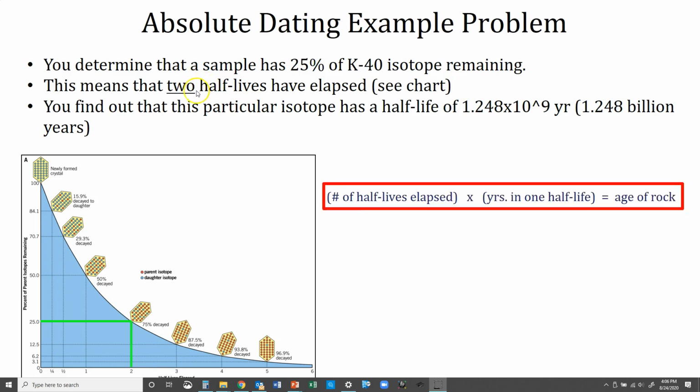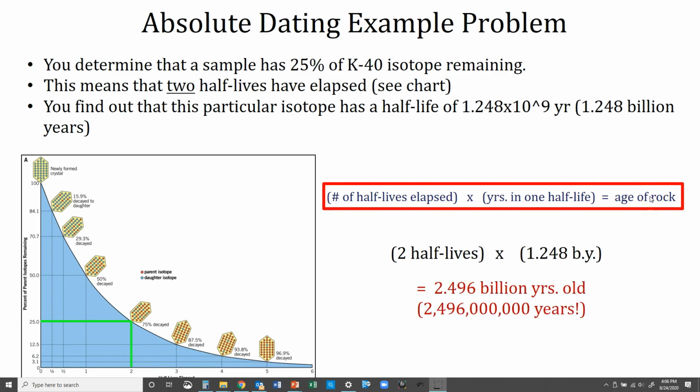So we have our formula here, the number of half-lives that have elapsed, that's 2. The years in one half-life, 1.248 billion. So now we can solve for the age of this rock. So 2 times 1.248 billion years is about 2.5 billion years old. So that was a really cool rock. You don't want to leave that one just hanging around. 2.5 billion year old rock. So that is that. That's our second example. The second activity in the lab manual will have you calculating absolute dating using these radioactive isotopes and the decay formula here.